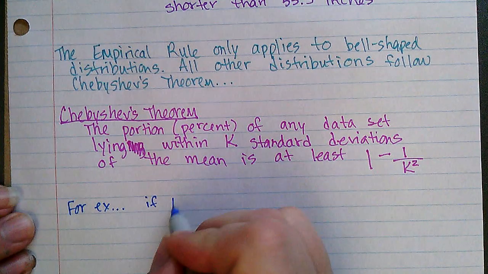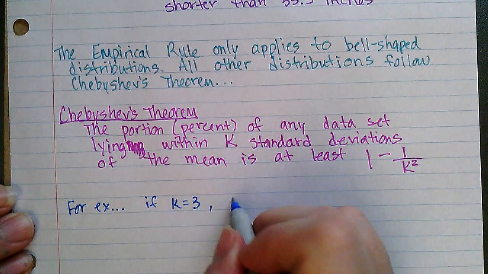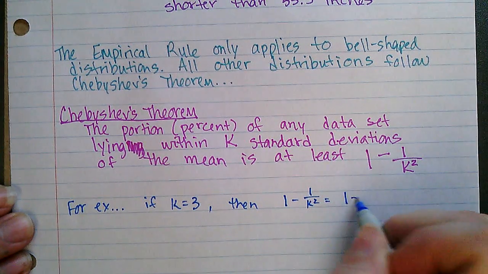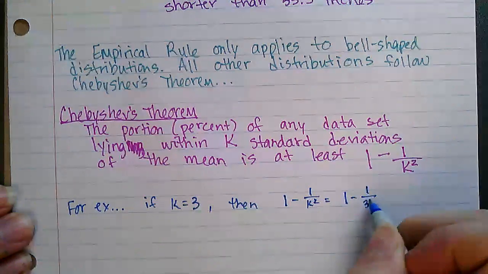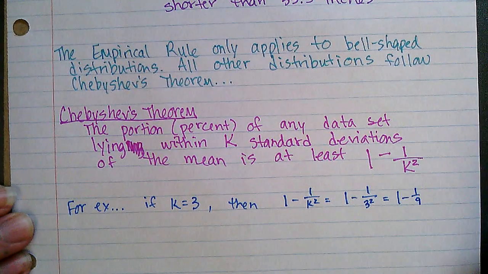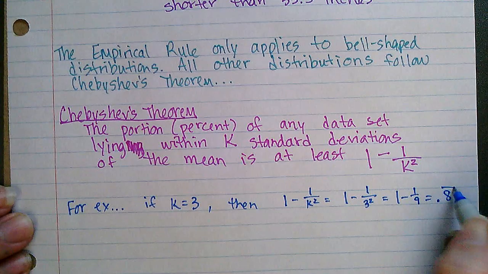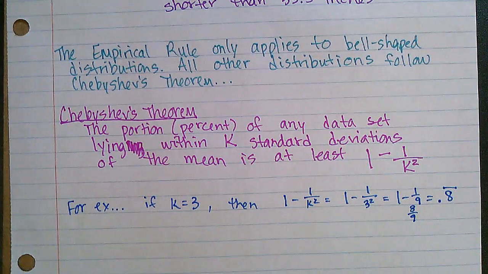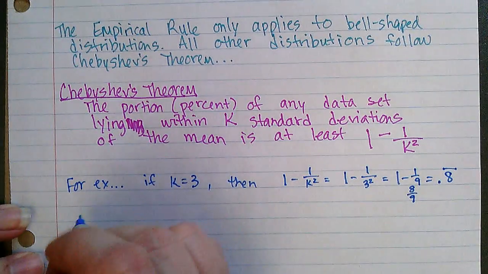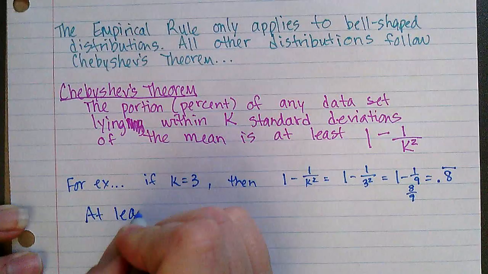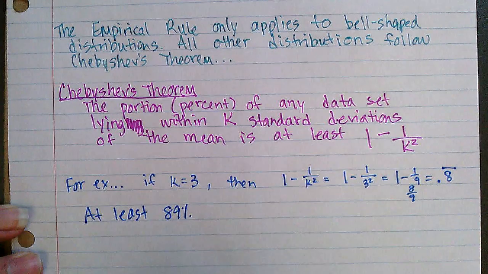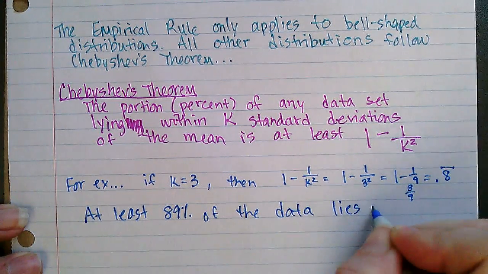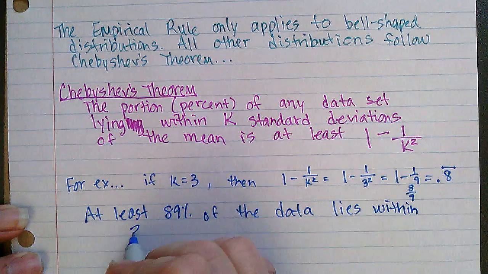If k equals 3, then 1 minus 1 over k squared would be 1 minus 1 over 3 squared, which is 1 minus 1/9, which is 0.8 repeating, because 1 minus 1/9 is 8/9. So what does that mean? That means that at least 89% of the data values lie within 3 standard deviations of the mean.